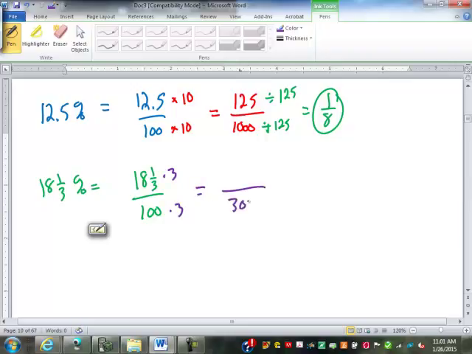100 times 3 is 300. 18 1/3 is 55 thirds times 3, so 3 over 1. The 3's cross cancel, it's 55. Divide by 5. 11/60. Make sense?